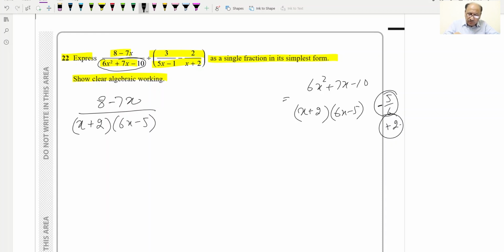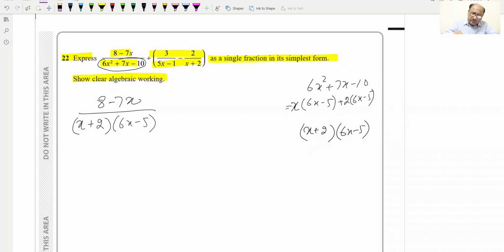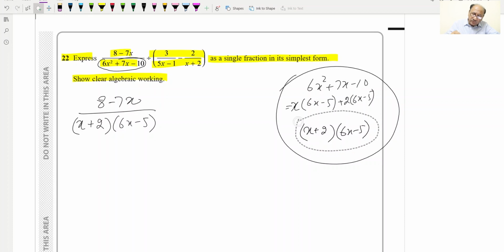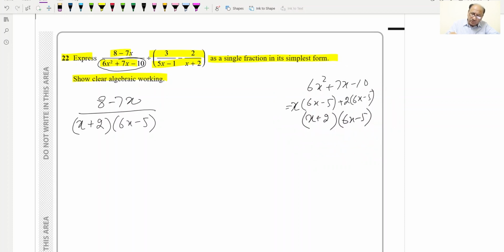In an intermediate step also you can write, if you want to show the complete working, x into 6x minus 5 and plus 2 into 6x minus 5. I'll erase this extra working, and this will be your complete factorization. The examiner will not have an objection to it, so I'll just make it a little closer so that we can save space. So this is the factorization which we have shown, and next we can take the LCM of this one.